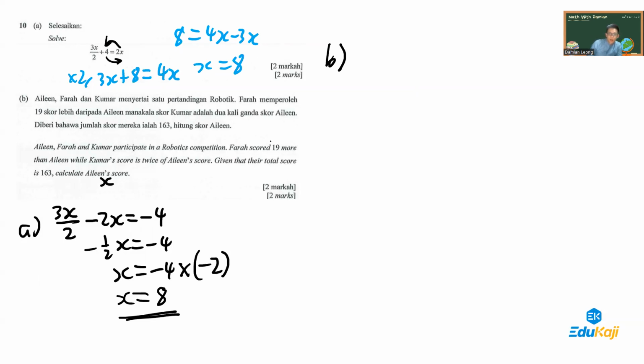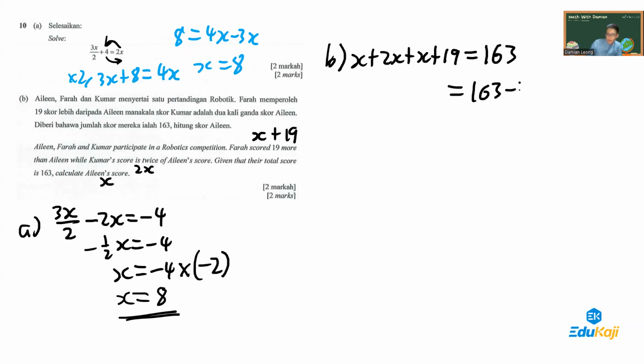Okay. Farah scored 19 more than Eileen, means x plus 19. Kumar's score is twice of Eileen's score. Twice means times 2, so 2x. So that total score 163 means x plus 2x plus x plus 19 equals to 163. Get rid of 19 plus opposite minus. X plus 2x plus x is 4x. 1 plus 2 plus 1, so 4.